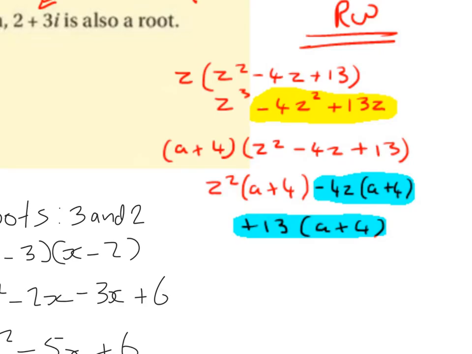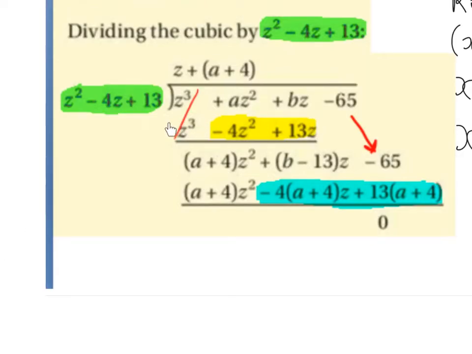And multiplying that out, we get z cubed minus 4z squared plus 13z, which we write underneath the bus stop. So the z cubes will cancel, and we're left with az squared minus 4z squared, which we factorize to get a plus 4, all multiplied by z squared. And we're left with bz plus 13z, which we factorize, so we have b minus 13 all times z.